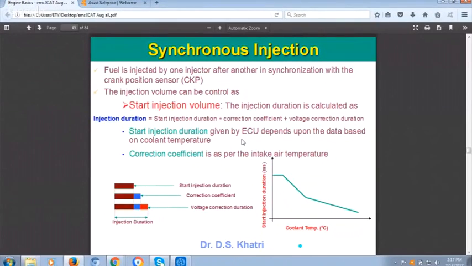Now we will start with when and how we are controlling the injection. So there are two very important factors. Number one is what we call the basic duration of injection. We call it a basic table.